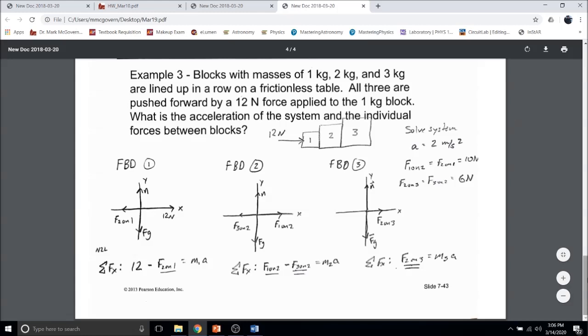Now we move to block 3. Normal force up, gravity down, and we only have a normal force pushing forward. That is 2 on 3.